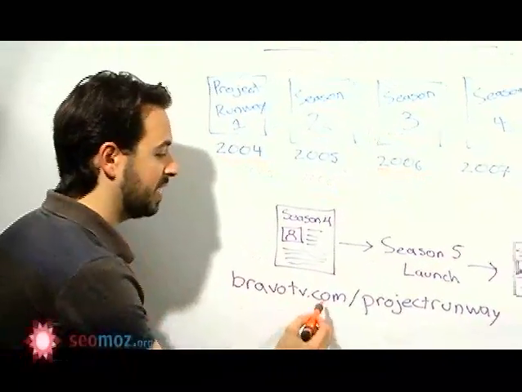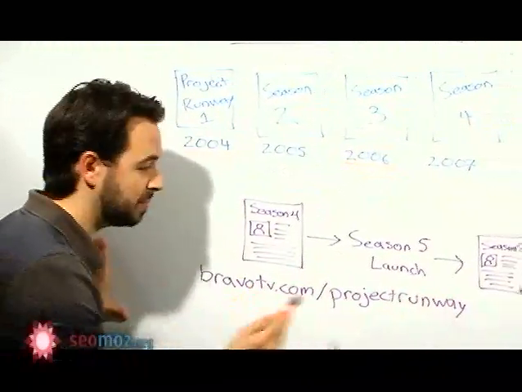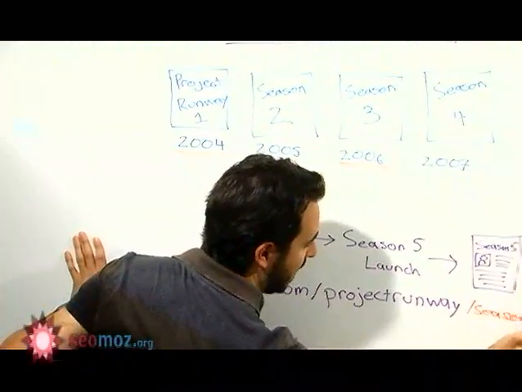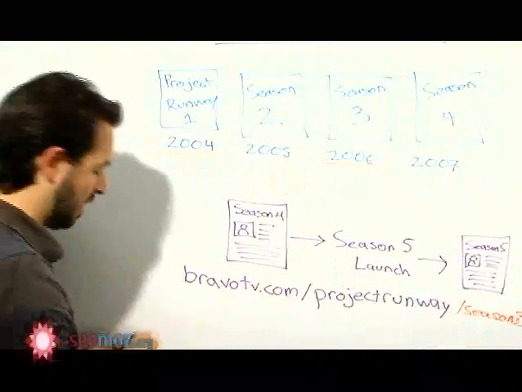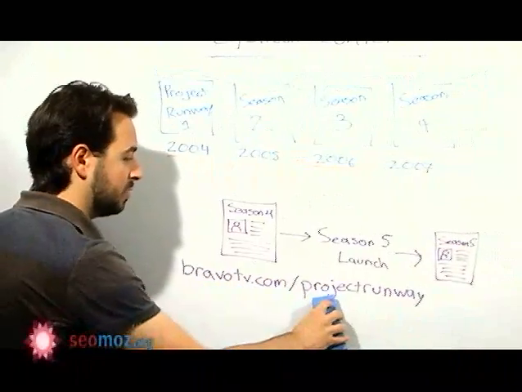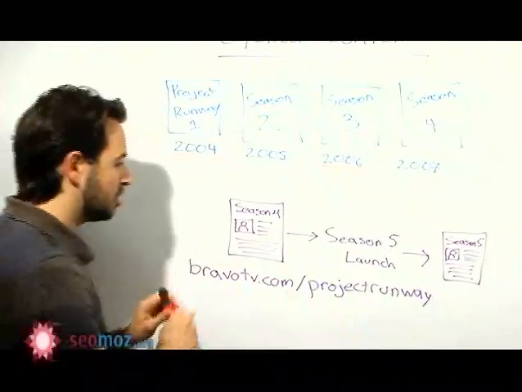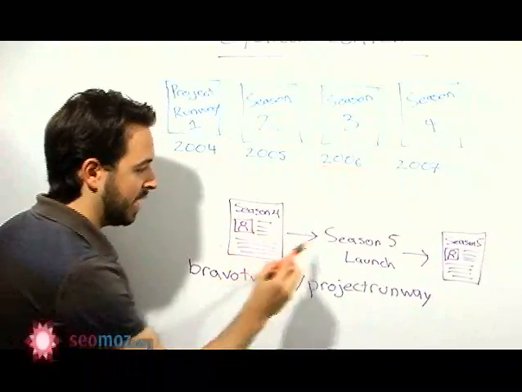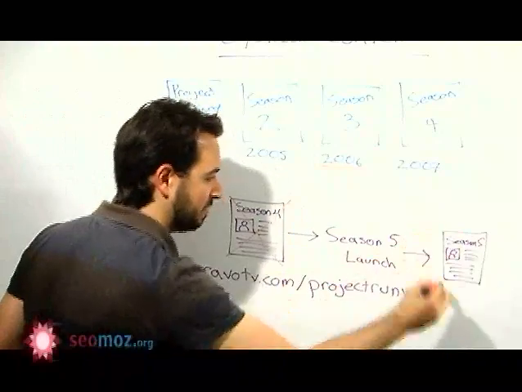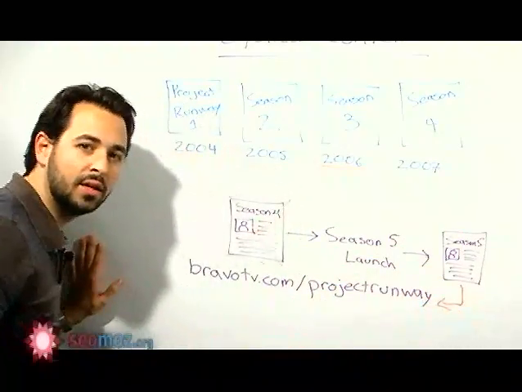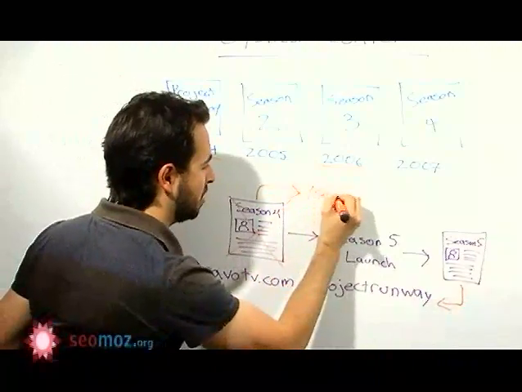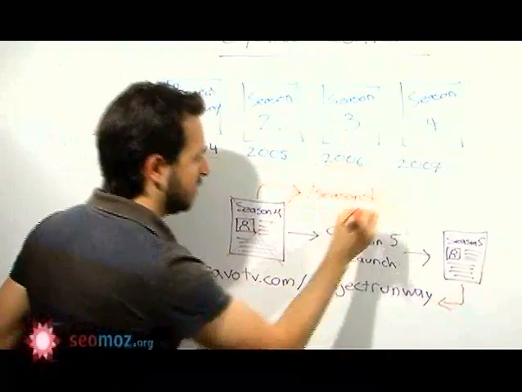So I've got BravoTV.com Project Runway, and rather than having something like /season1 be my URL at the beginning, I'm going to say, no, I don't want to do that. I am going to wipe that. I'm going to always keep it /project-runway. So when my Season 4 content is out here and the Season 5 launch comes out, I'm going to replace the Season 4 content with the Season 5 content on this same URL. And then I'm going to move the old content to a new URL that's something like /season4.